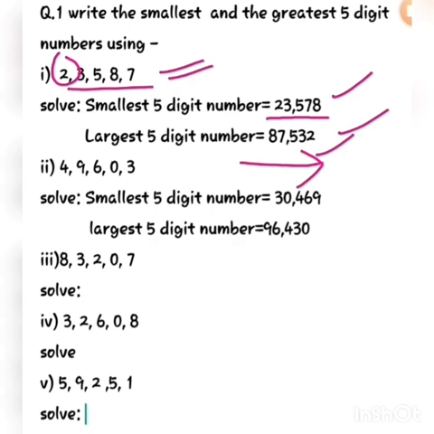Now how to form the largest 5-digit number? We have to start from 9, right? So start with 9, and the next digit is 6, then the next is 4, then 3, and the last is 0. In this way we have to make the greatest 5-digit number.